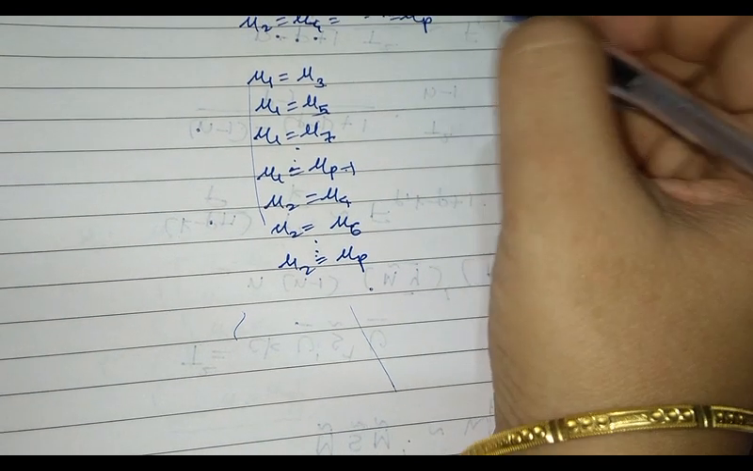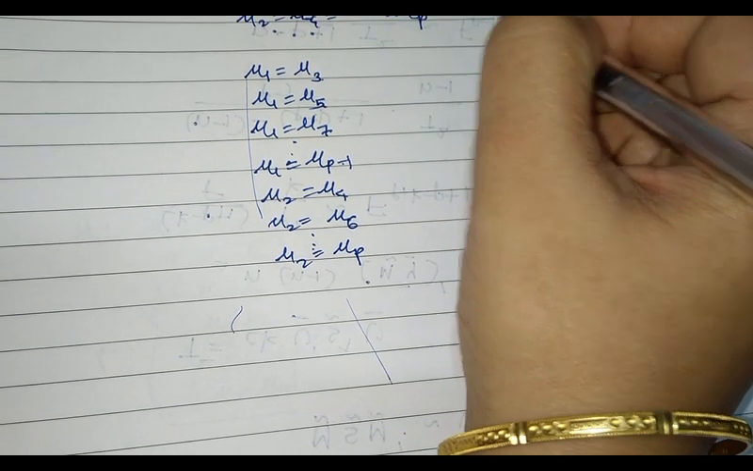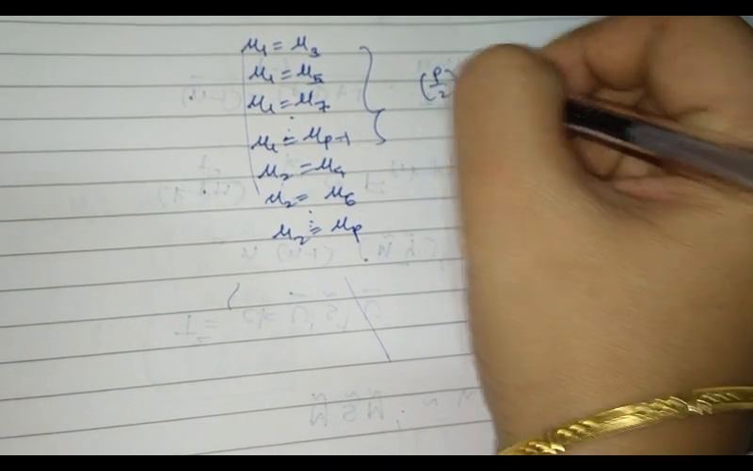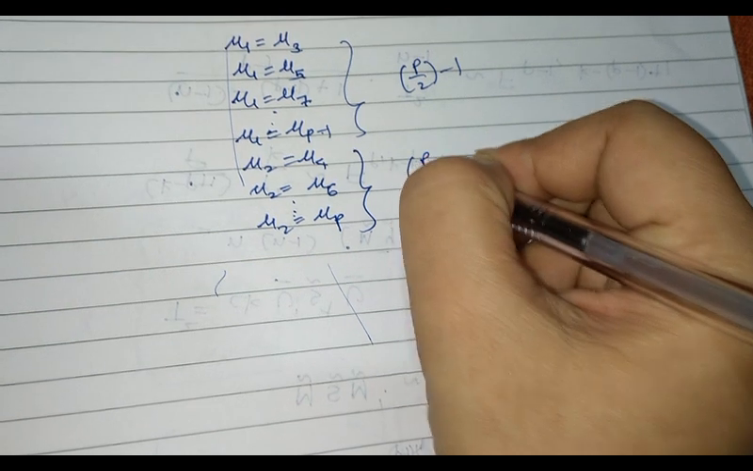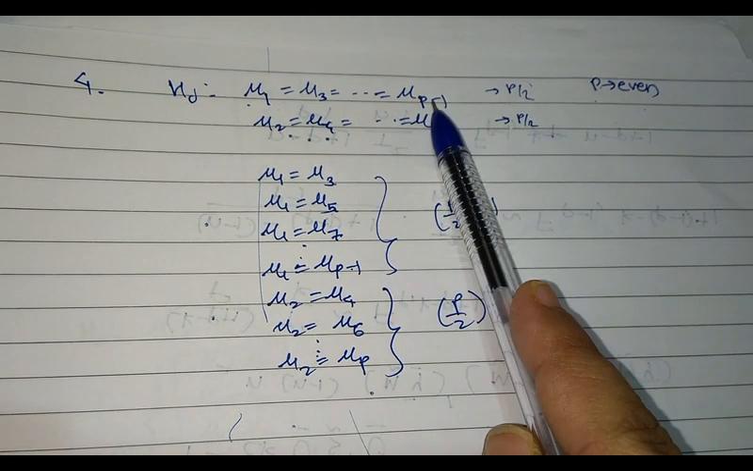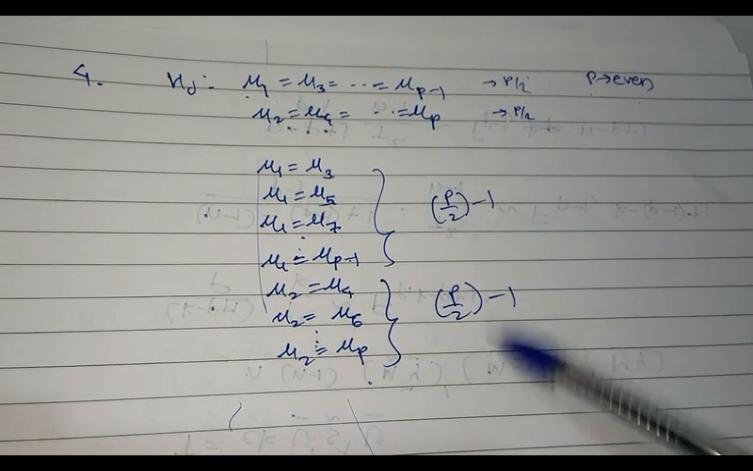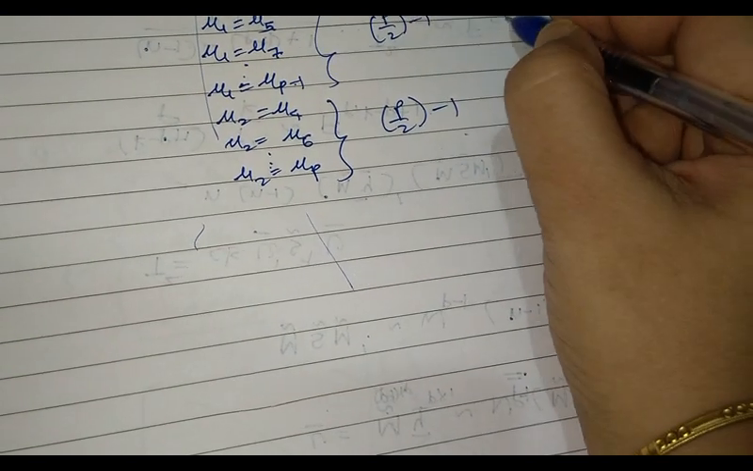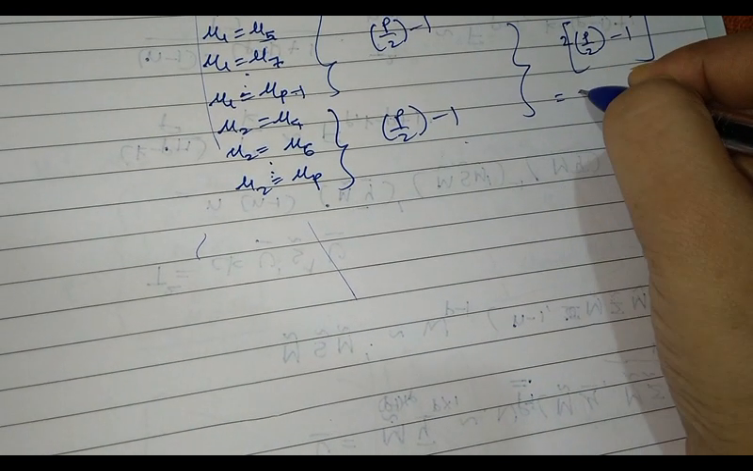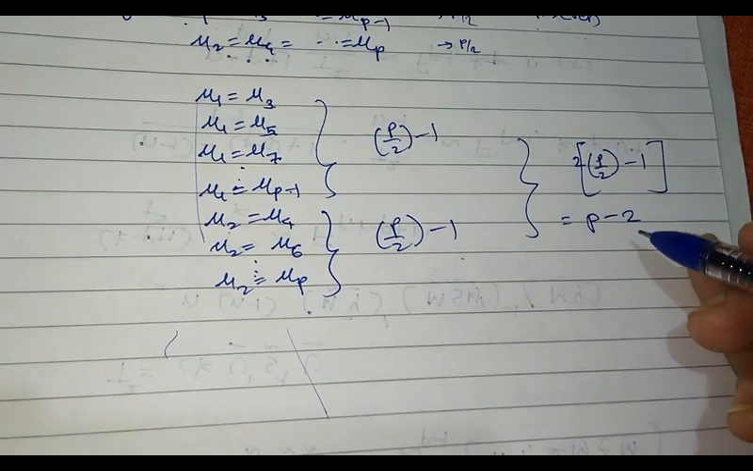Since P is even, I have P by 2 here and P by 2 here. So these conditions are P by 2 minus 1 in number, and these conditions are also P by 2 minus 1 in number, right? Because the number of components that I am saying are equal is P by 2, and of course mu1 is common in all of them, so P by 2 minus 1. Similarly P by 2 minus 1. So the total number of conditions here is 2 times P by 2 minus 1, that is P minus 2.